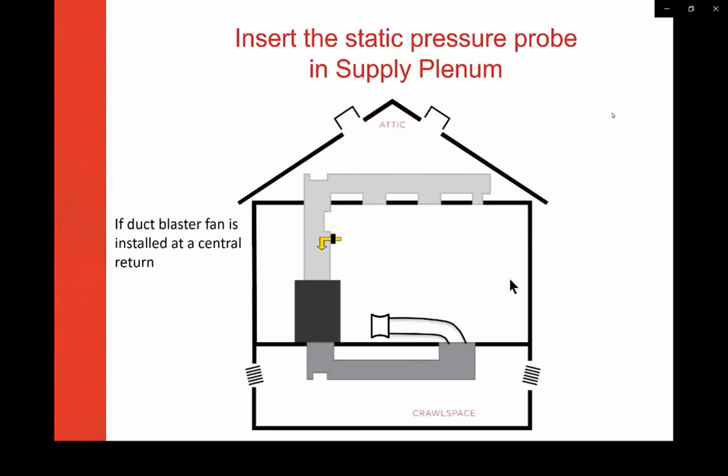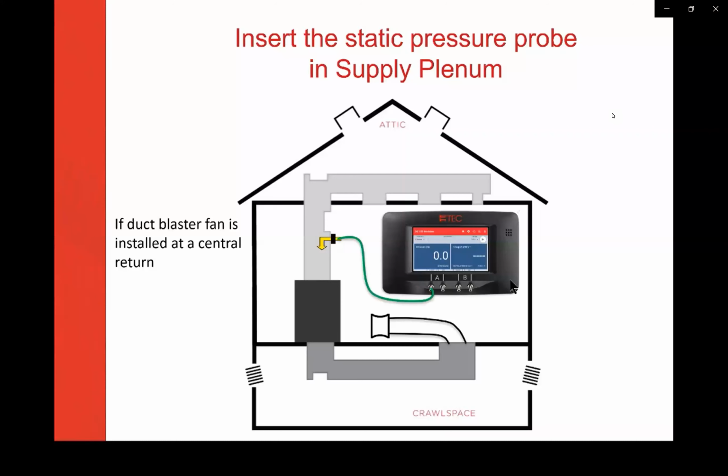Another option, if you're connecting to the duct system with the fan at a center return, is to connect the static pressure probe right in the supply plenum. But we recommend only putting that at the supply plenum if you're connecting at a return. Then you'll run a tube from the static pressure probe to the input on channel A, and you'll run a tube from the input on channel B to the brass tap next to the handle on the duct blaster fan.